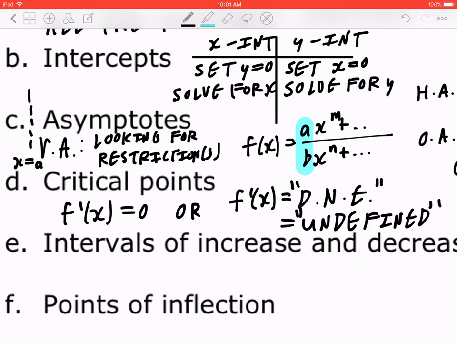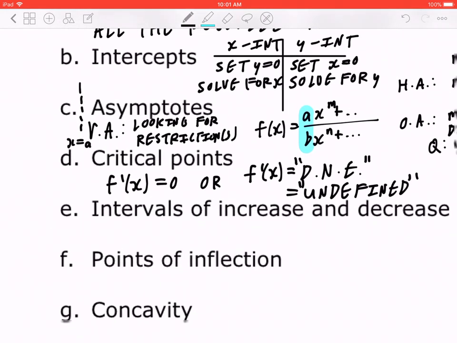So again, you find the derivative, you set it to 0 and you solve for x. Or, if it's a fraction, look for the denominator. And you have to be mindful because sometimes the restrictions for the denominator are simply vertical asymptotes, or they're actual critical points. And again, it depends on the function.